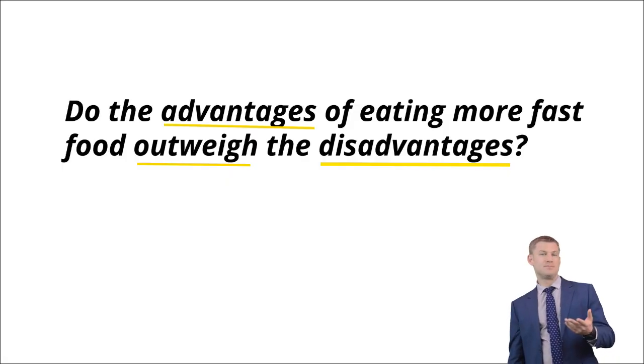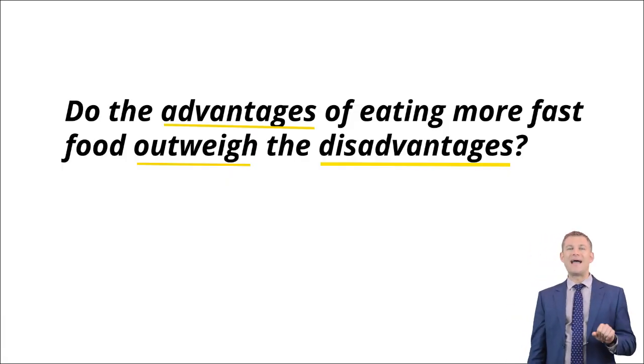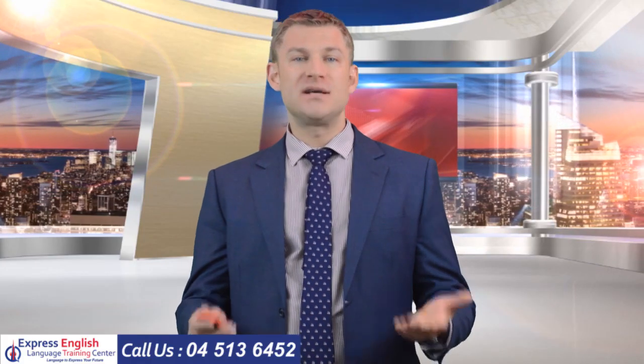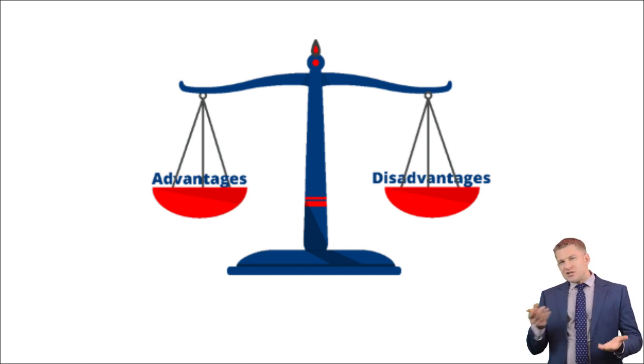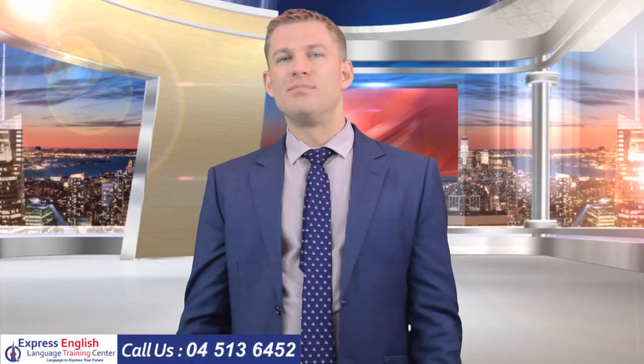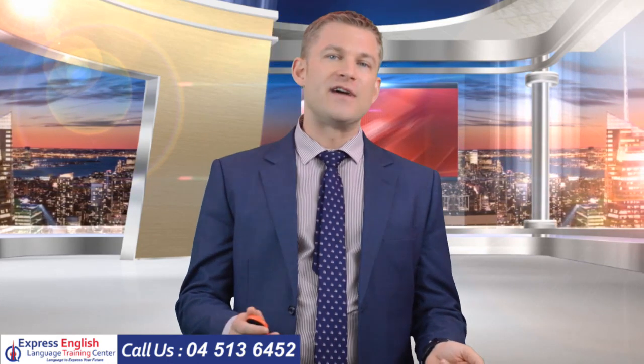Next, we focus on the task. This part should be nice and easy for this question. We should probably underline advantages, outweigh, and disadvantages. To get a good mark in the writing, we must answer the question fully. And this means covering, first of all, the advantages, secondly, the disadvantages, and thirdly, which outweighs the other. And this means which is greatest overall, the positive effects or the negative effects.